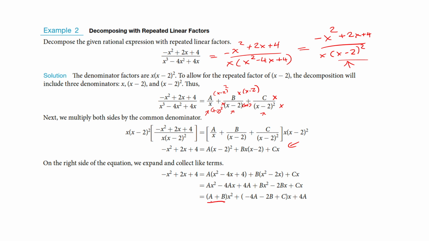Here's what we get. We've got an a and b in front of an x squared term. We've got all of this in front of the x term, and then we have just 4a. But the pattern is going to follow. Look here, I had x squared on this side, I have negative 1. So I'm going to have the formula a plus b equals negative 1. Here, negative 4a minus 2b plus c is going to match up with this 2 in front of the x. And 4a is going to match up with the 4.